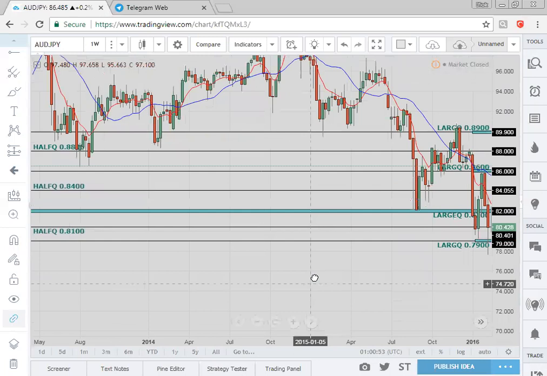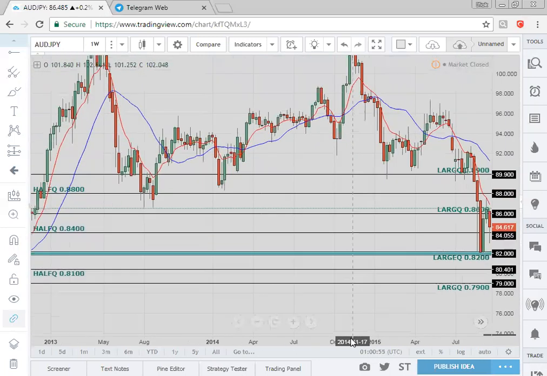Look at the uptrend here. Notice how price makes lower highs. Uptrend is a lower high. Yeah, this is a lower high. This is a lower high.